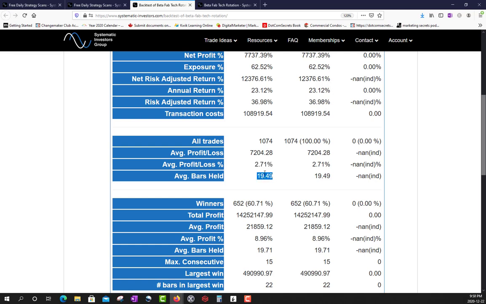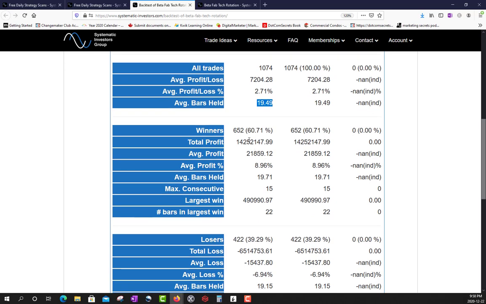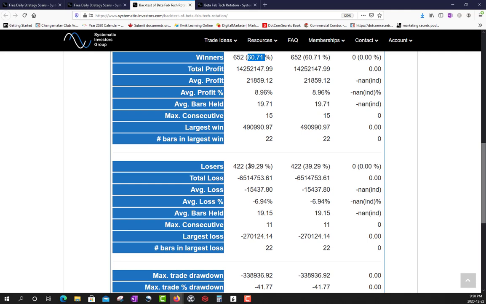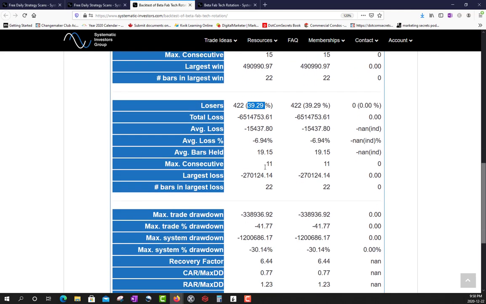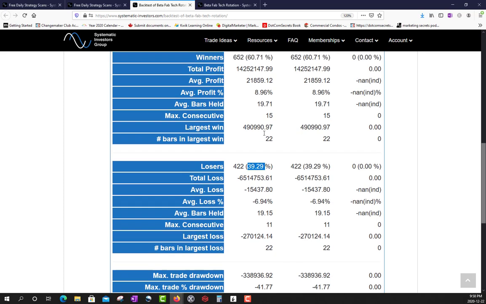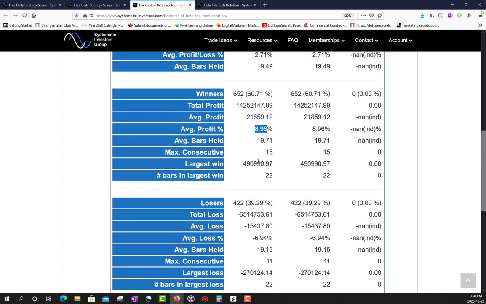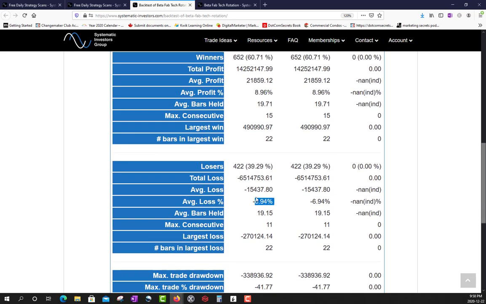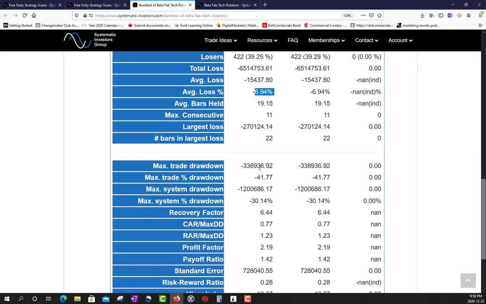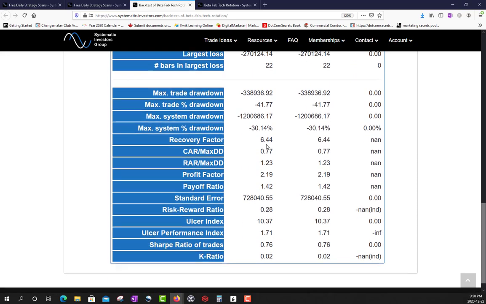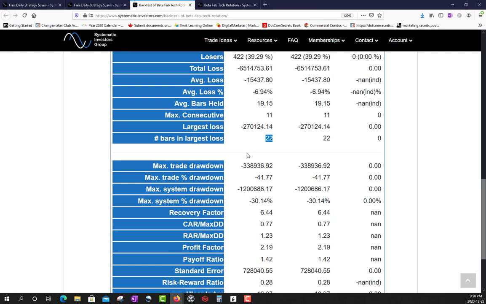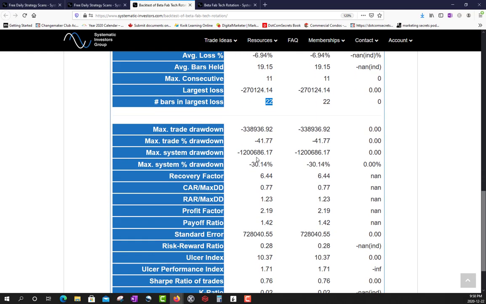Our average bars held is about 20. As you know, it's a monthly momentum rotation strategy. We win about 60% of the time, and we lose about 40% of the time on this strategy. Our average win is about 9% per position. Our average loss is about 7%. Now, the average number of bars in the largest loss is not really important because we're in the position about 1 month. If you look at our maximum system drawdown, it was about 30%.